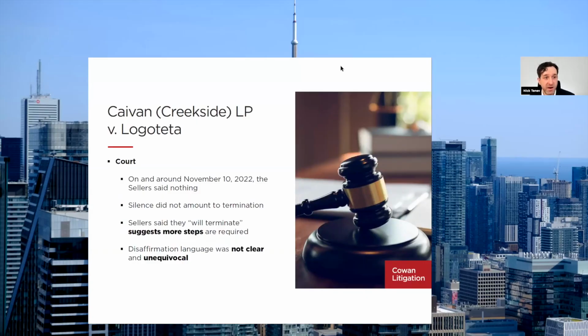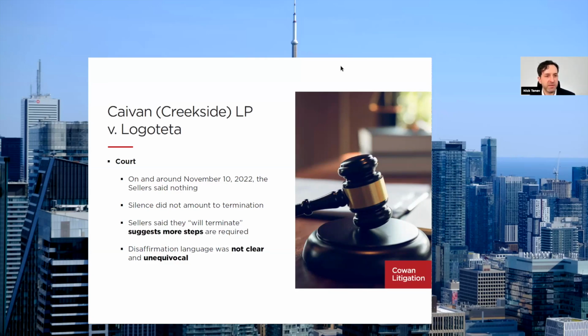So the court said that there actually was no termination. So actually the audience thought the opposite way. 60% of you thought, yes, there was termination. But the court said that the wording that the seller used, that they will terminate, suggests more steps. So this is a very important case to show you how words really matter. Saying we will terminate, the court interpreted to mean there will be another step for us to terminate. We will send you another email when we terminate. So it suggests more steps, the wording we will terminate.